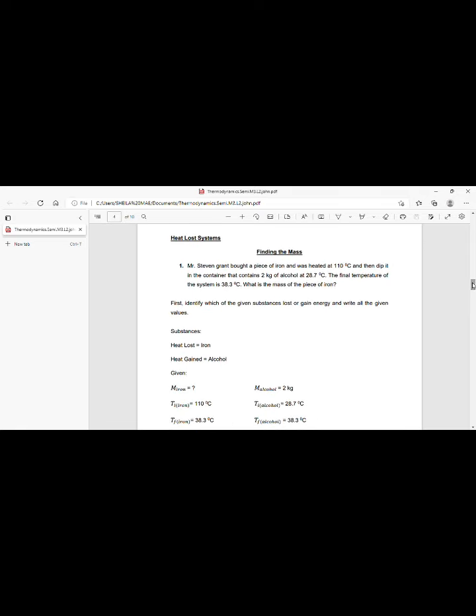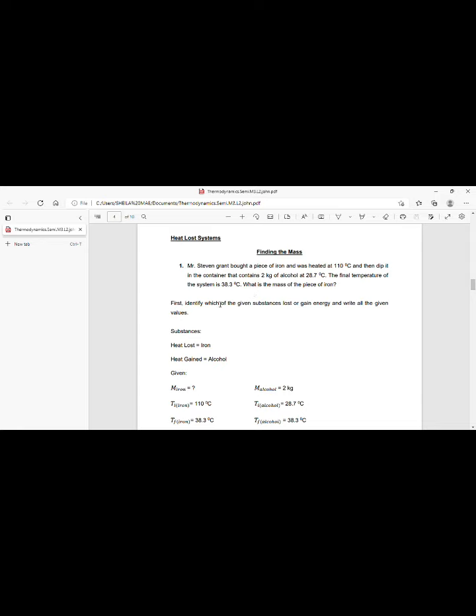Problem number 1, which is finding the mass. Mr. Stephen Grant bought a piece of iron and heated it at 110 degrees Celsius and then dipped it in a container that contains 2 kg of alcohol at 28.7 degrees Celsius. The final temperature of the system is 38.3 degrees Celsius. So what is the mass of the piece of iron? The missing value here is the mass of the piece of iron.